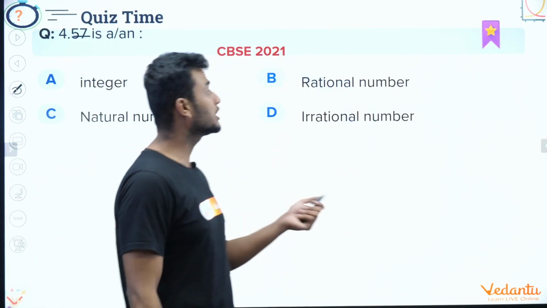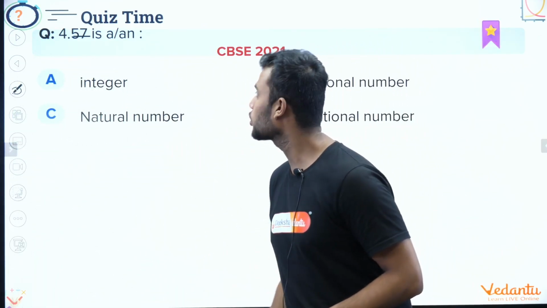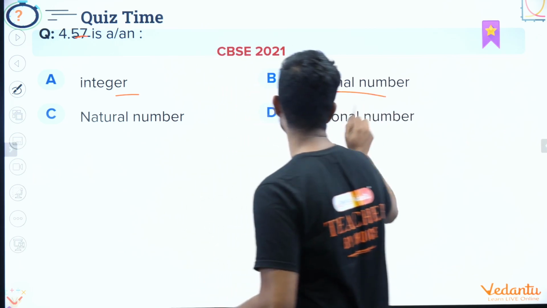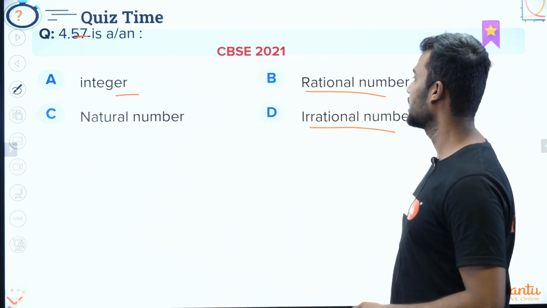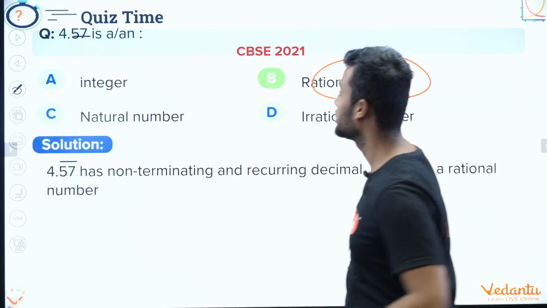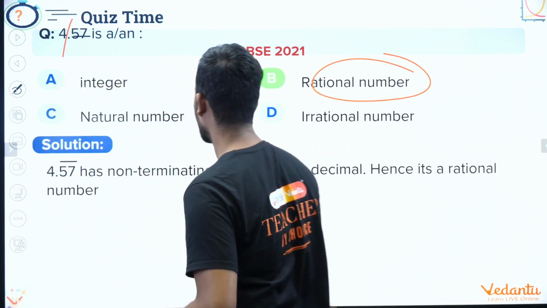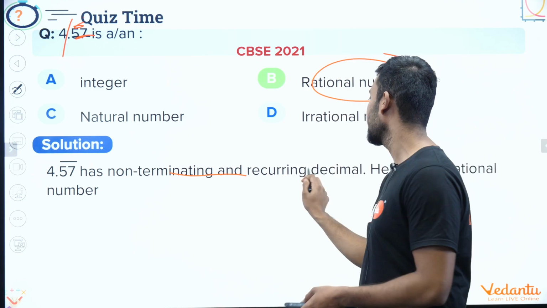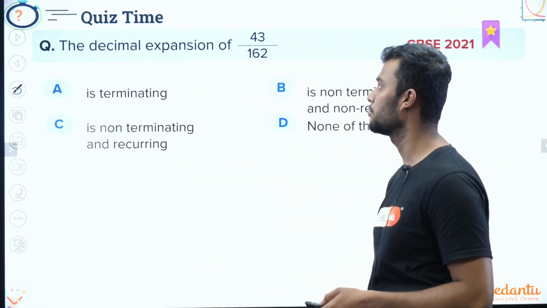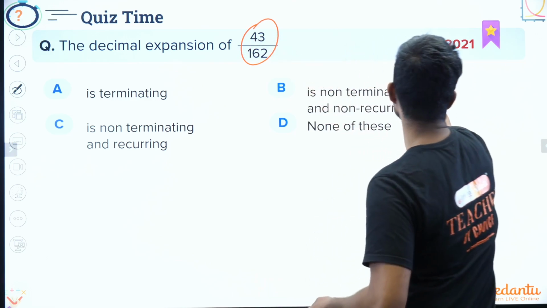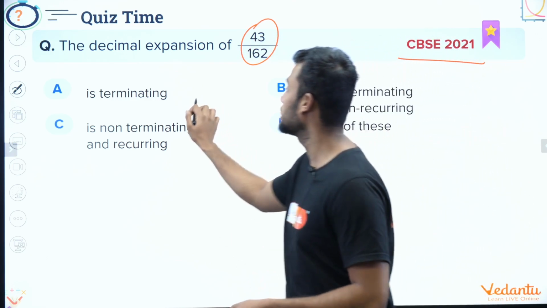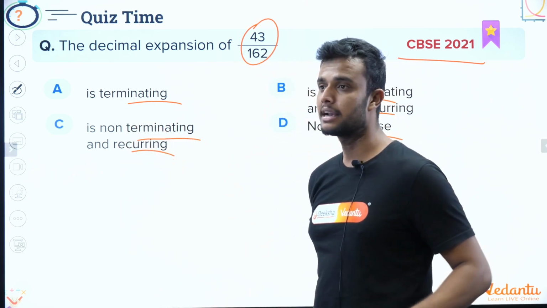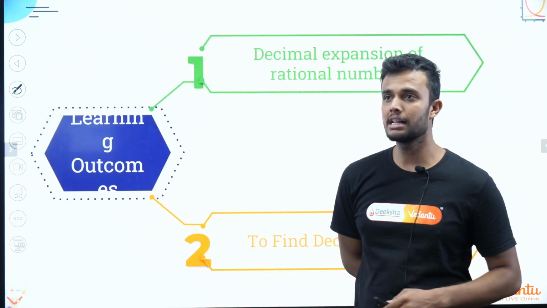Quiz time. First question, it's a CBSE 2021 question, students. The question is: 4.57 is an integer, rational number, irrational number, or natural number. The answer is rational number. This one is 4.57. Okay, why? Because it is a non-terminating and recurring decimal, and it is a rational number. Next, the decimal expansion of this one, it is a CBSE 2021 question. We have 4 options: A is terminating, B is non-terminating, and none of these, and non-terminating and recurring. This is a homework question. Just tell the answer in the comments.